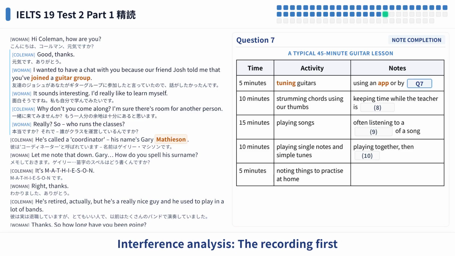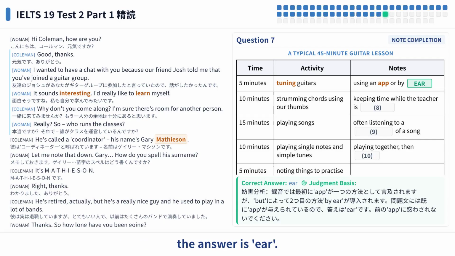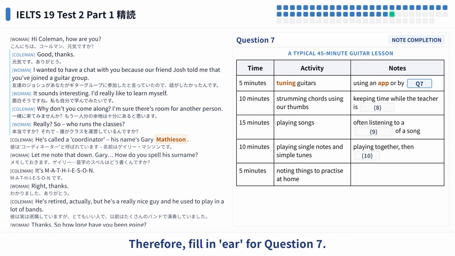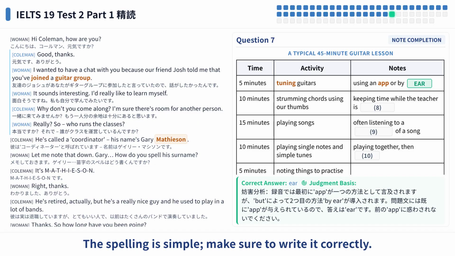Interference analysis. The recording first mentions app as one way, but then but introduces the second way by ear. Since app is already given in the question, the answer is ear. Don't be fooled by app. Therefore, fill in ear for question 7. The spelling is simple. Make sure to write it correctly.